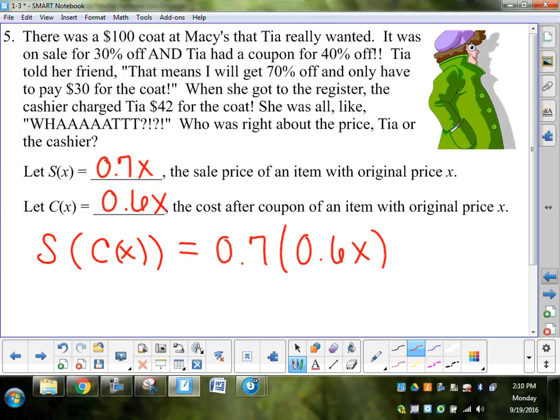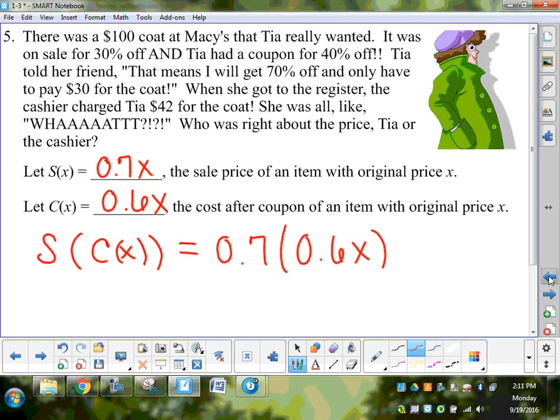Now, in order to get our answer here, I need to simplify this down. I love how many of us need to go to the calculator. This was so disheartening. I don't know how we made it, and we're Algebra 1 honor students. 0.7 times 0.6 is not something we need a calculator for. Hands up, please, and tell me what 7 times 6 is. 42. And how many spots do I need to slide that over then? 2. So it's 0.42 times X.